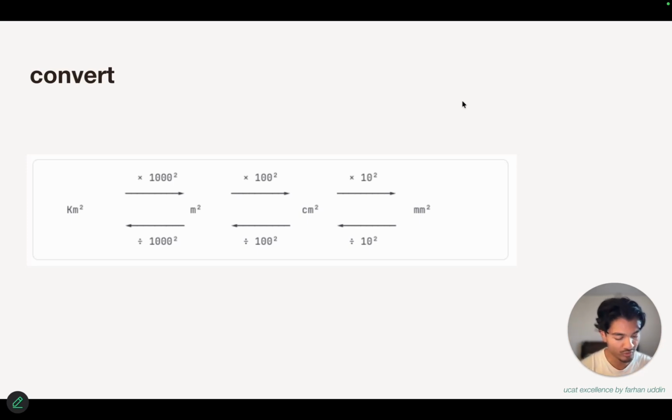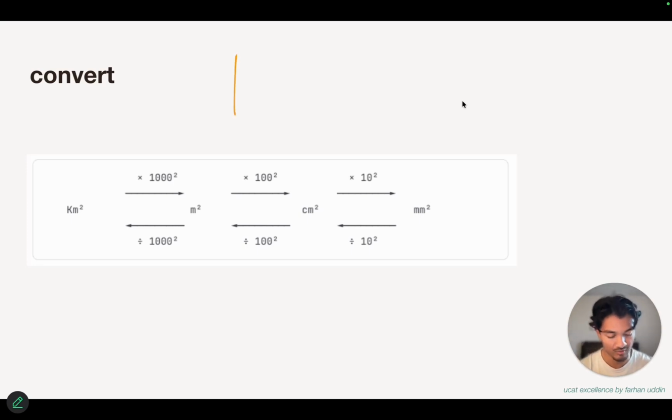Now, what I want to do is tell you why we do this squared function when it comes to moving between millimeters squared, centimeters squared, and so forth. Because a lot of us know this off by heart, but we don't know the concept behind it. If you know the concept, it'll actually make some of the harder questions easier because you know the foundations.